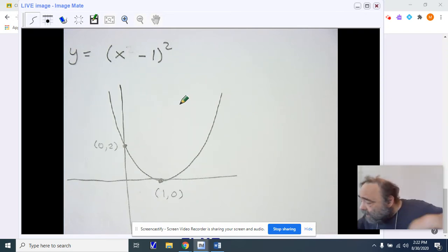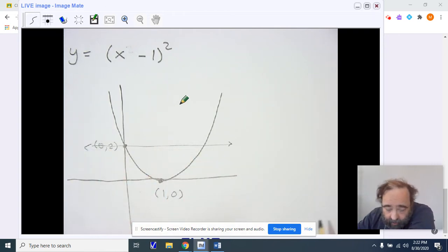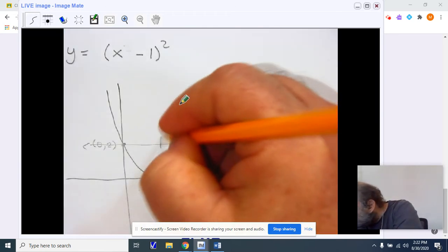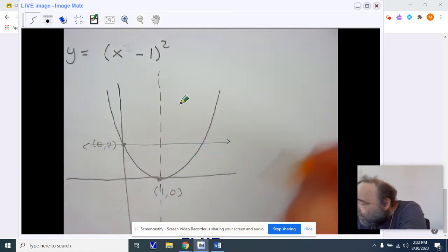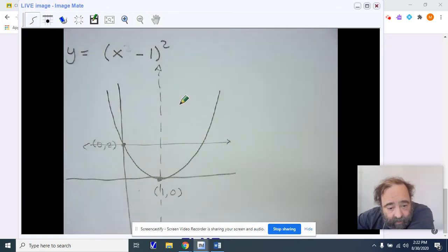Now our problem is that this fails the horizontal line test. So although it's a function, it is not one-to-one. We have to identify the axis of symmetry. Where is the symmetry that is causing the problem? Remember, it's the symmetry that is our issue.